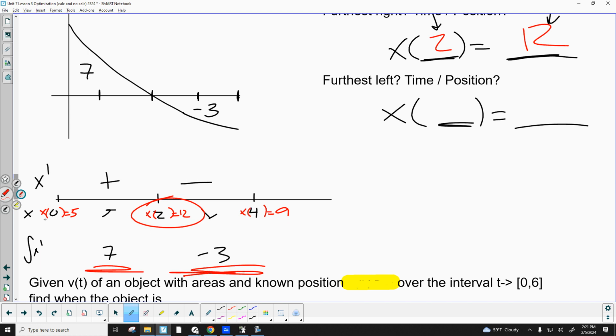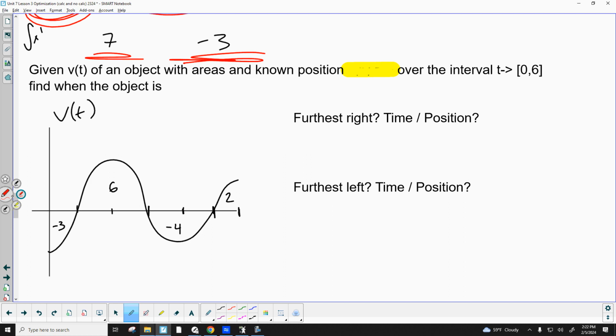Where's my min? I started at a min. X of 0 is 5 is when I'm furthest left, or the minimum value that I can produce. Okay, try another one for me, and I will give you the missing piece of information. X of 6 is 5. We're going backwards, people.